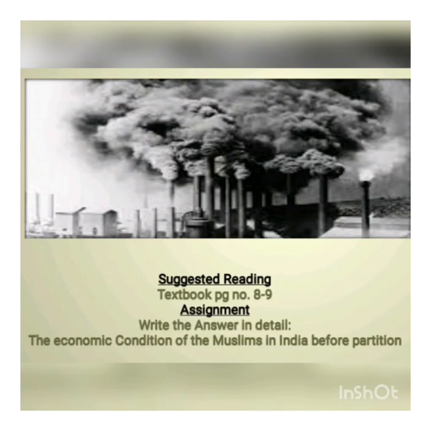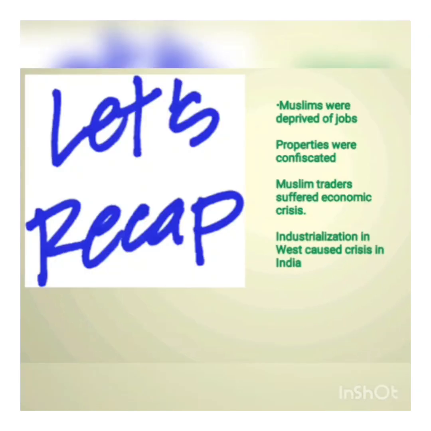Now let's have a recap of what we have learned today. We have learned the reasons for the economic deprivation of Muslims. They were deprived of jobs, their properties were confiscated, Muslim traders suffered economic crisis, industrialization in the West caused crisis in India, as they provided cheaper products, and Indian Muslims could not compete with the production level, and there was a monopoly created by Hindus in India.